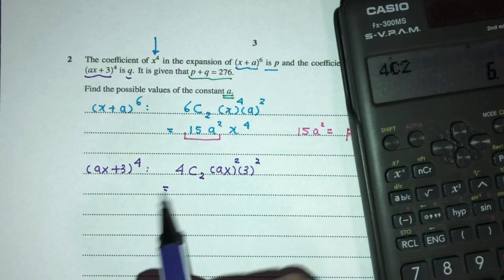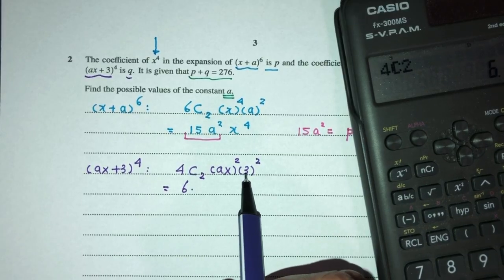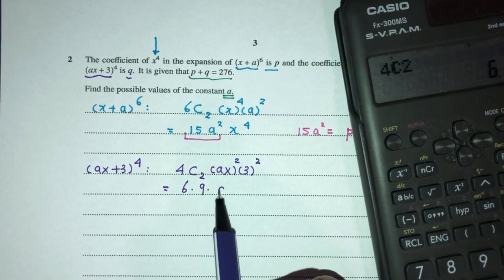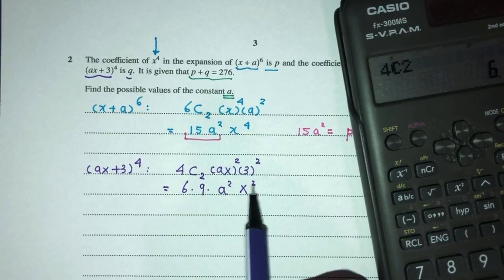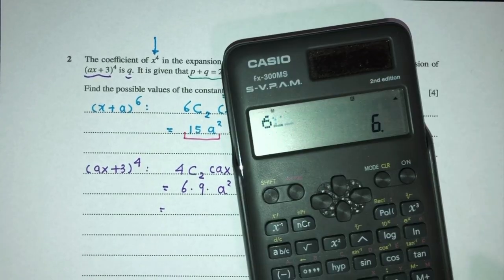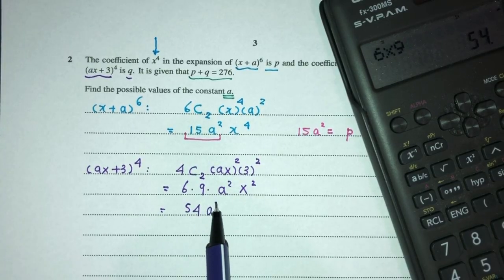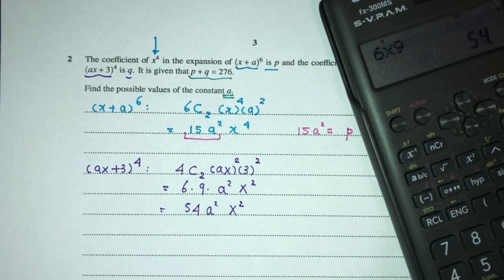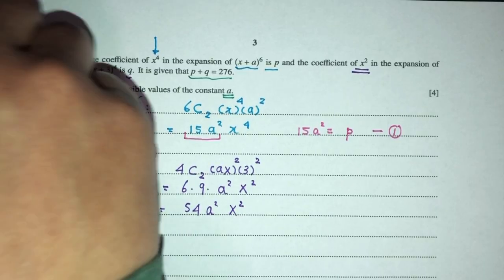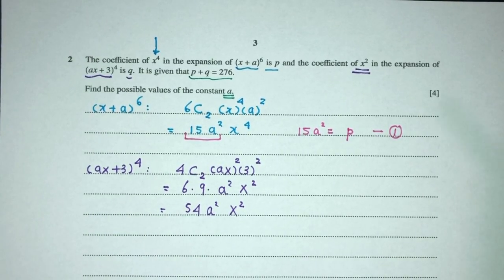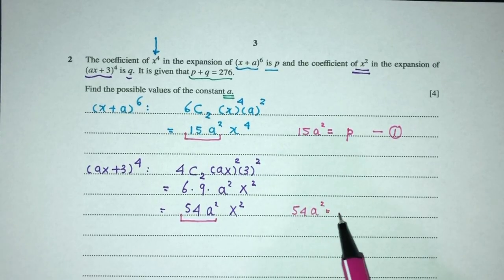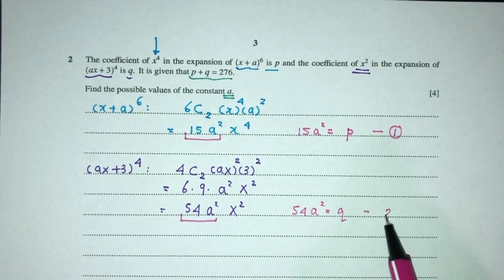That should be 6. 3 to the power 2 is 9, and that should be a² and x². Now 6 times 9, that should be what? That should be 54, so 54a²x². Now again, one more time here, we only care about the coefficient. The coefficient is the value in front, which is right here. So that'll be 54a² is equal to the value of q according to your question.